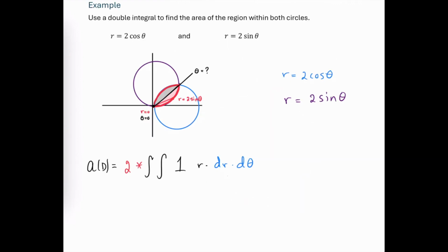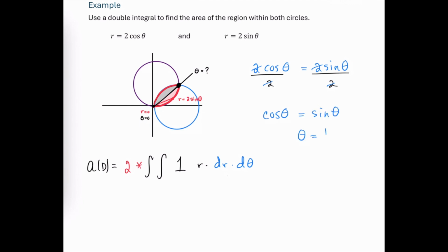Well, that angle is where the two circles intersect, and in order to find an intersecting point, we need to set these two functions equal to each other. So we're looking for the angle theta that solves the equation where 2 cos θ = 2 sin θ, which means that we're looking for the angle in the first quadrant where cosine is equal to sine, and so that angle would be π/4. So our limits of integration with respect to r first are going to be going from 0 to 2 sin θ, and then with respect to theta we're looking at 0 to π/4.